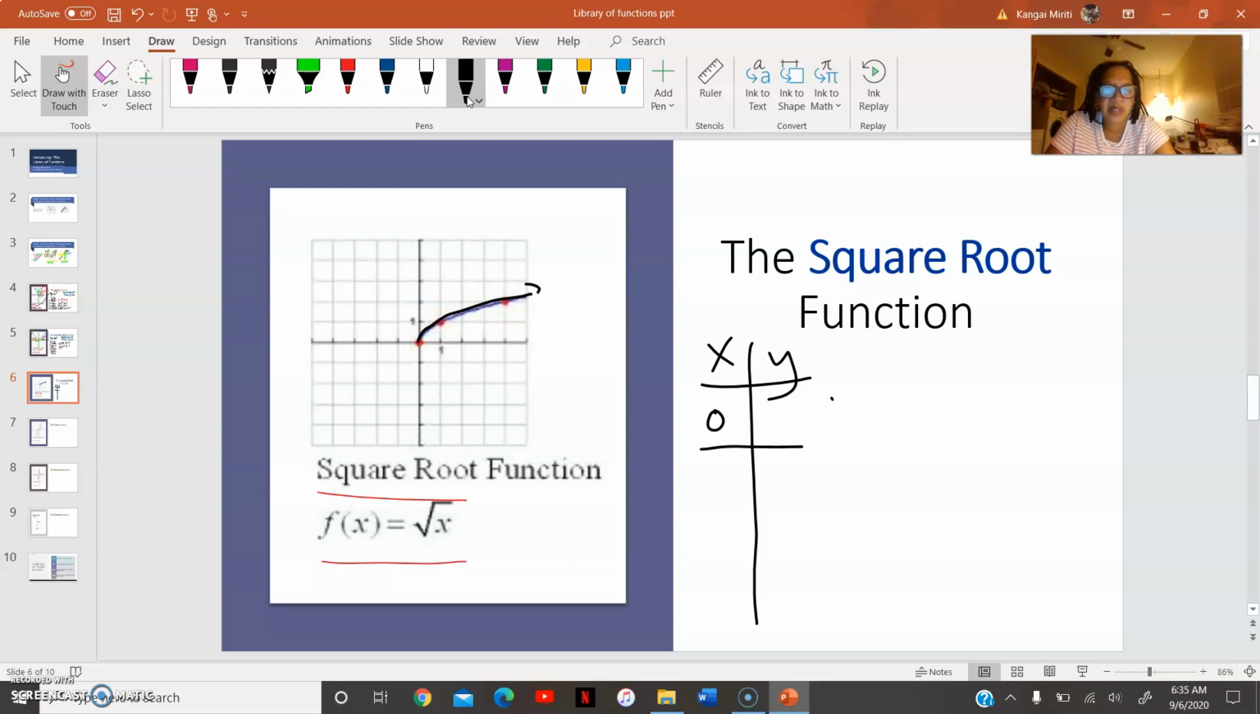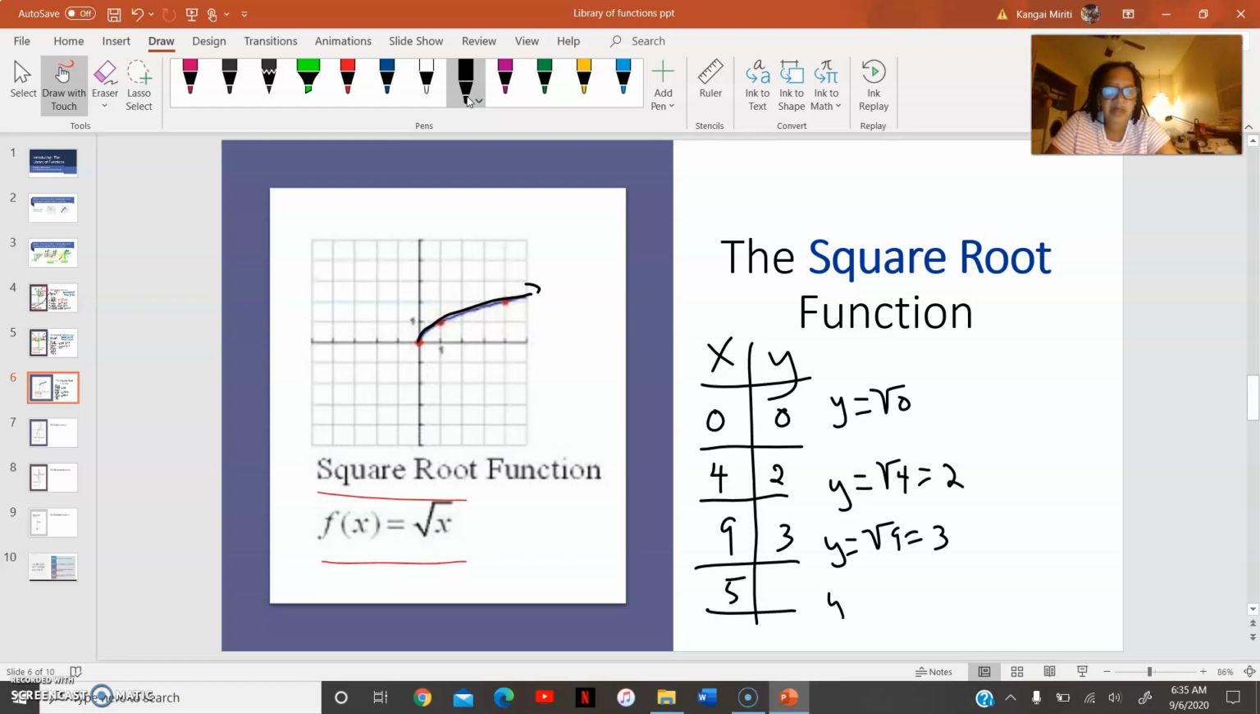If I put in 0, y equals the square root of 0, which gives me just 0. If I put in, say, 4 in the x spot, the square root of 4 equals 2. I could put 9 in this x spot. Square root of 9 equals 3. And I could put in something like 5. Oh, what's the square root of 5?